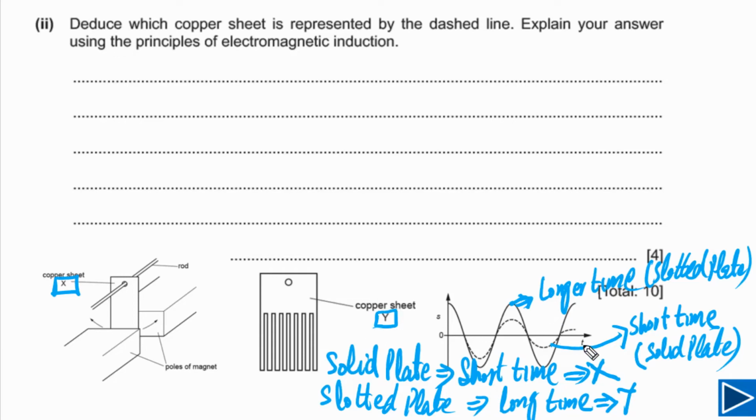The question is asking about the dashed line. So the dashed line is representing the solid plate, or we can say it is representing copper sheet X. So this is 1 mark. If you write down this one, you will get 1 mark.